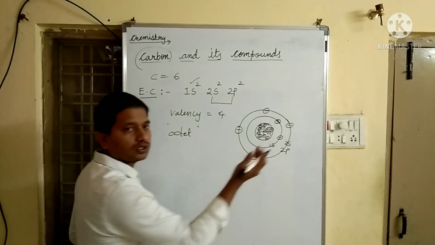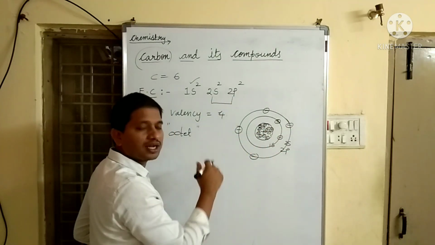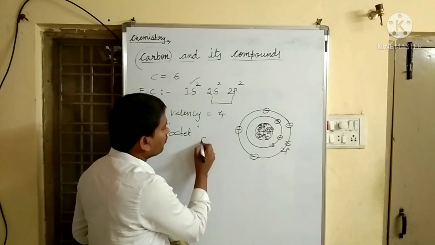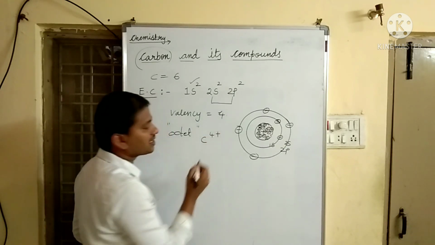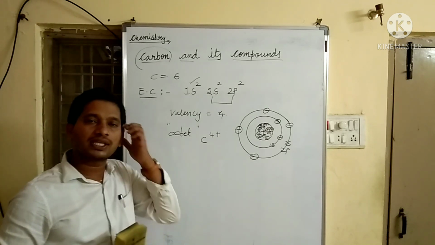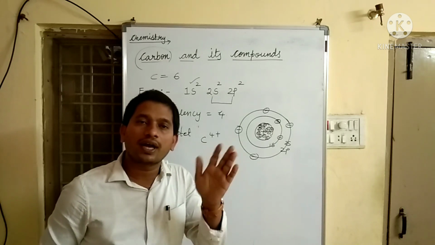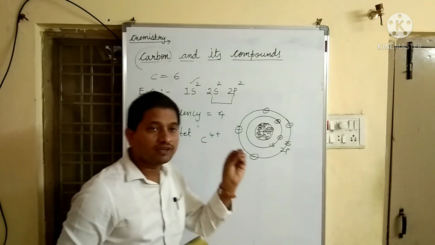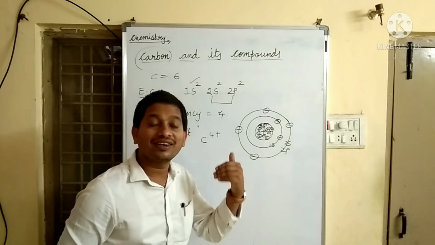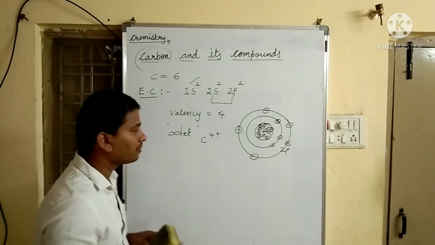Now, suppose carbon can gain 4 electrons from another atom. By gaining 4 electrons, it can form a C4 minus ion. So it will be difficult for carbon to maintain 10 electrons with 6 protons. You are understanding my point?